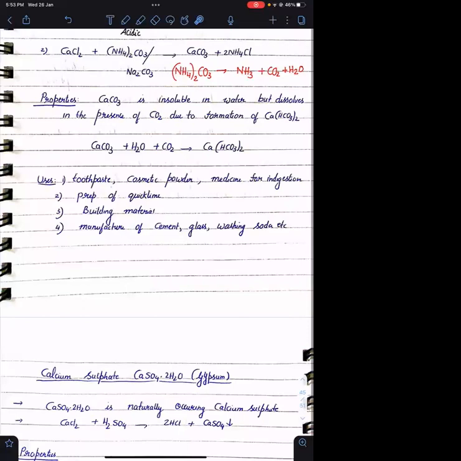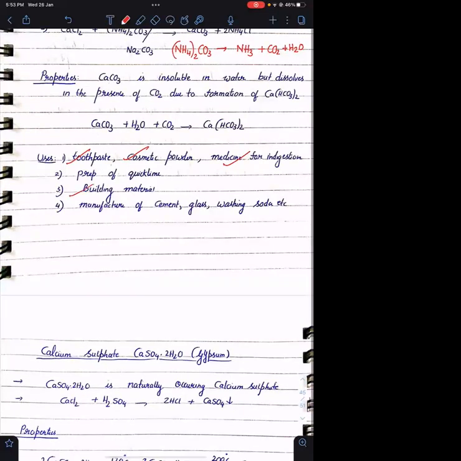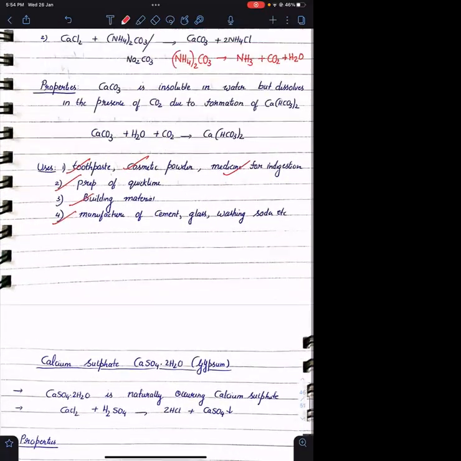Okay. It is used in toothpaste. It is a medicine for indigestion. Important: calcium carbonate is used as a medicine for indigestion. I hope all of you know it is present in toothpaste and cosmetic powder. It is used as a building material. It is used in the manufacture of cement, glass, washing soda. Washing soda uses it, right? Remember washing soda? We heat CaCO3, take the CO2 and pass it to make washing soda. So it is used in the preparation of washing soda, obviously quicklime. Next, I hope this is clear. Let's go to the next compound.